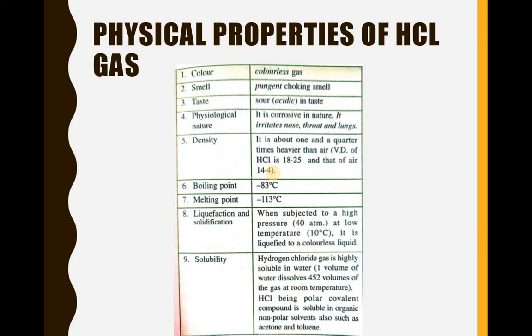Hydrogen chloride gas is highly soluble in water, so that's why it is not collected over water. One volume of water dissolves 452 volumes of the gas at room temperature. That means if you take 1 liter of water, it will dissolve 452 liters of gas at room temperature. It is also a polar covalent compound, and it is soluble in organic non-polar solvents also, and the examples may be acetone and toluene.